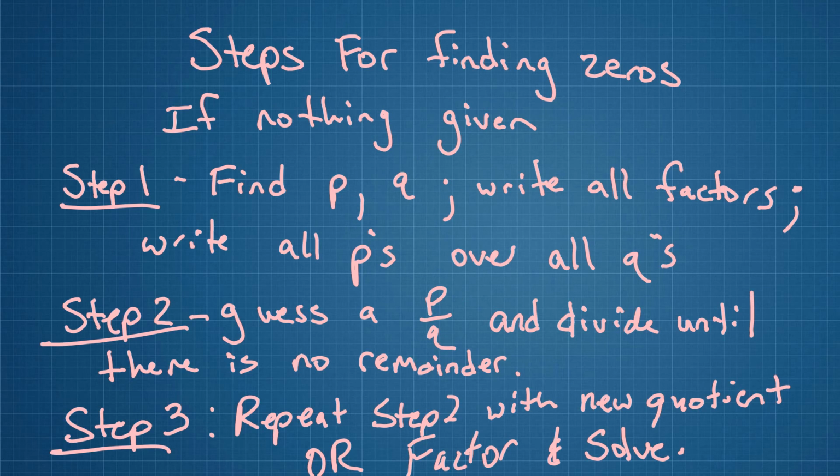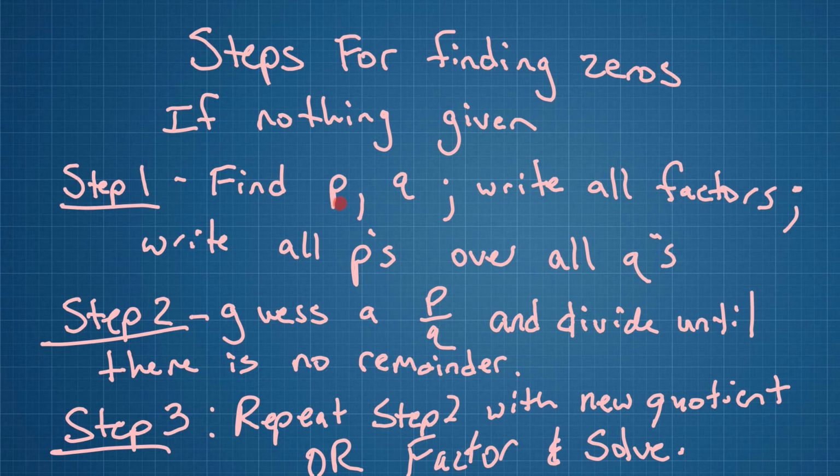Big key for this section is we're going to be using the steps for finding zeros, and nothing's going to be given. So it's not going to say given a factor, or something is a factor, or something is a zero. So because of that, you have to use these steps.